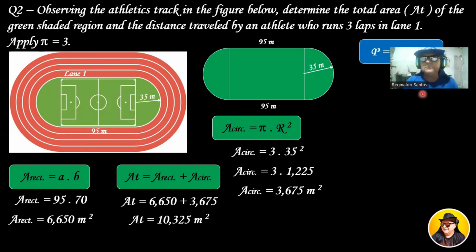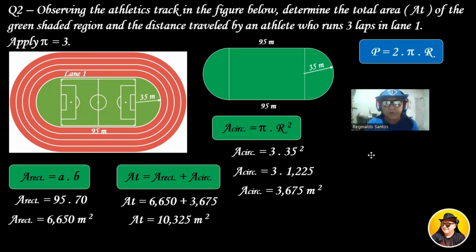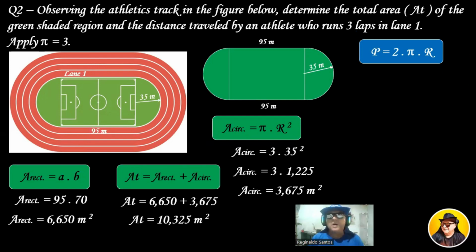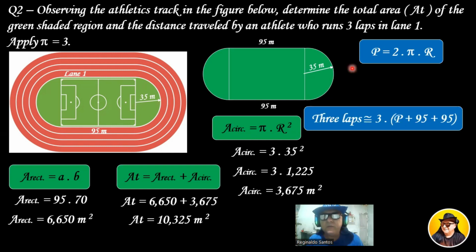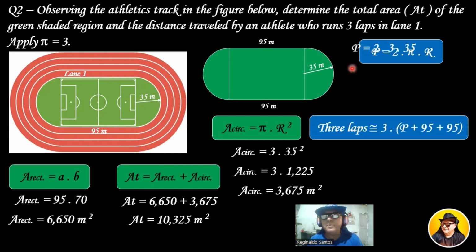And the perimeter, don't forget, we are going to find the perimeter. The athlete is going to run 3 laps around it, so let's find how long 1 lap is. The perimeter of the athletic track: 2 times 3 times 35. That is going to be 210 meters. So 1 lap, the perimeter.